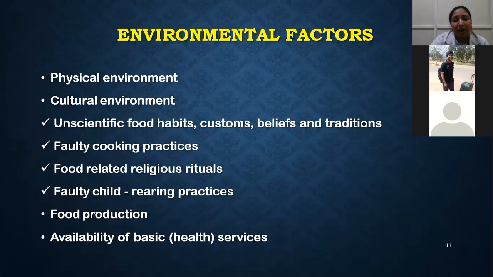Okay. And the availability of basic health services, definitely, because especially the immunization services and the basic primary healthcare services should be available, to protect them from diseases, as disease and malnutrition is a vicious cycle. So indirectly, the environmental factors would be playing an important role in the causation of malnutrition.